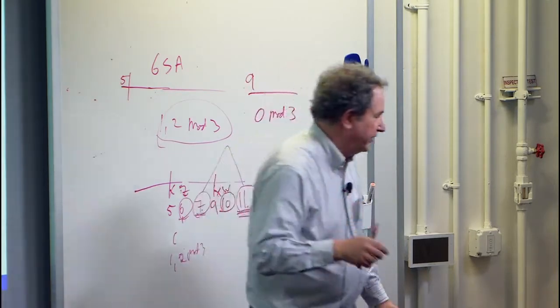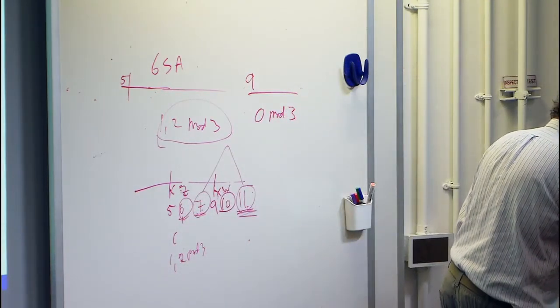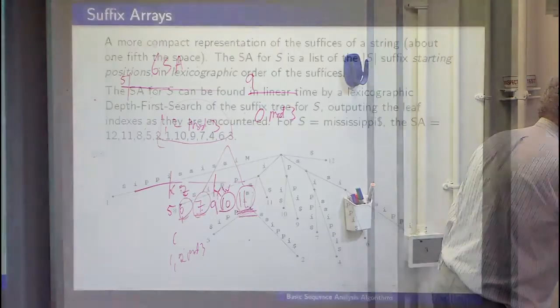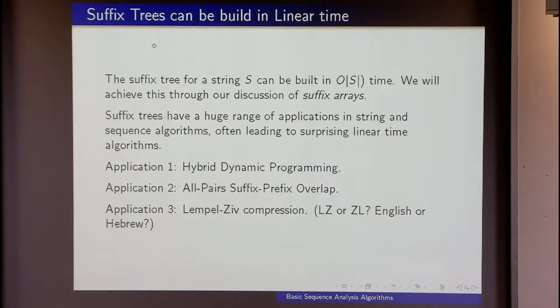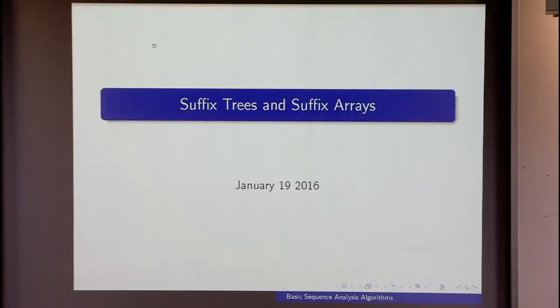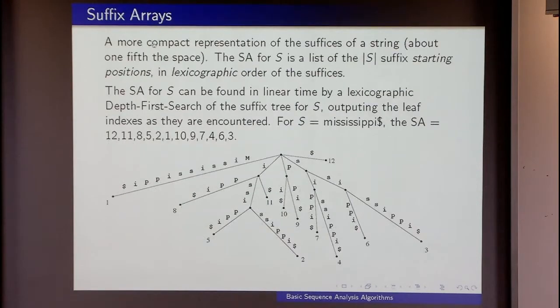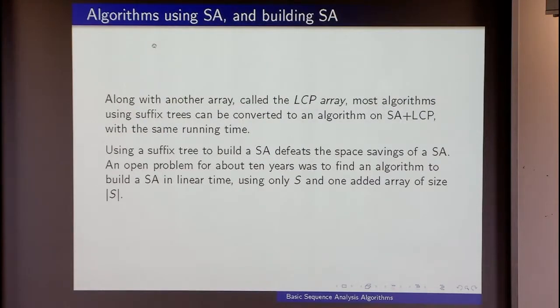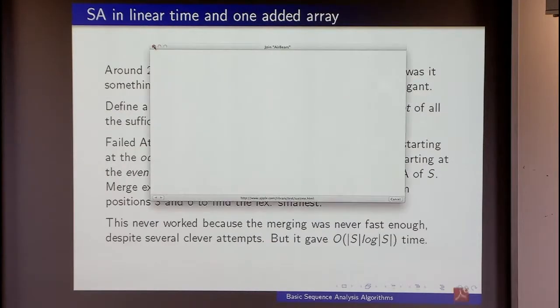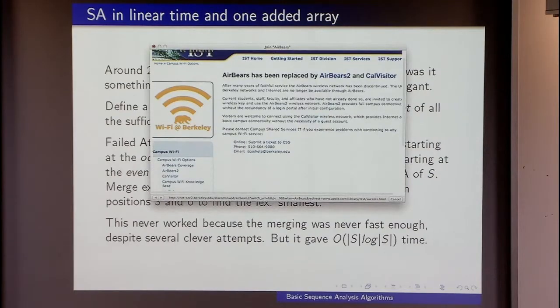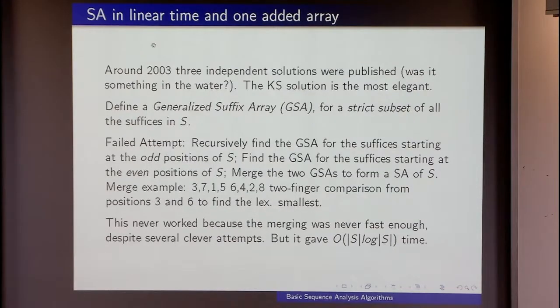So we have the... where is this? Suffix arrays. I'm just trying to find where I wrote down the recurrence relation, the time analysis, somewhere in here.